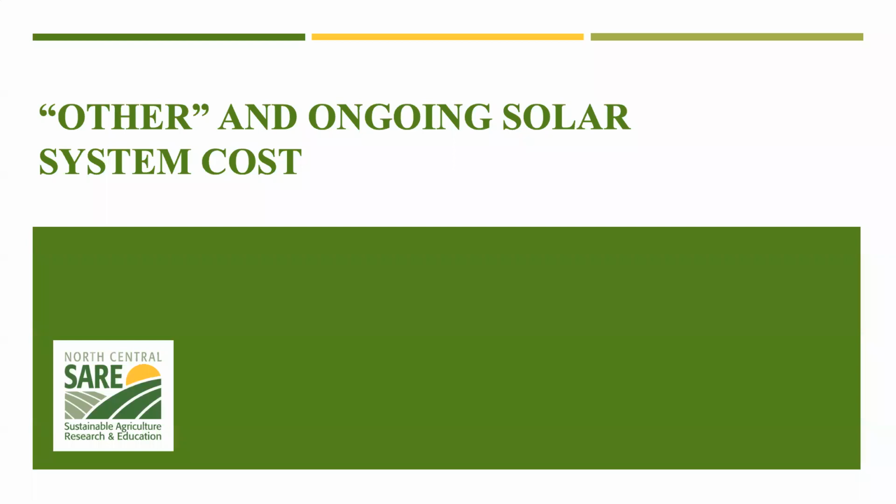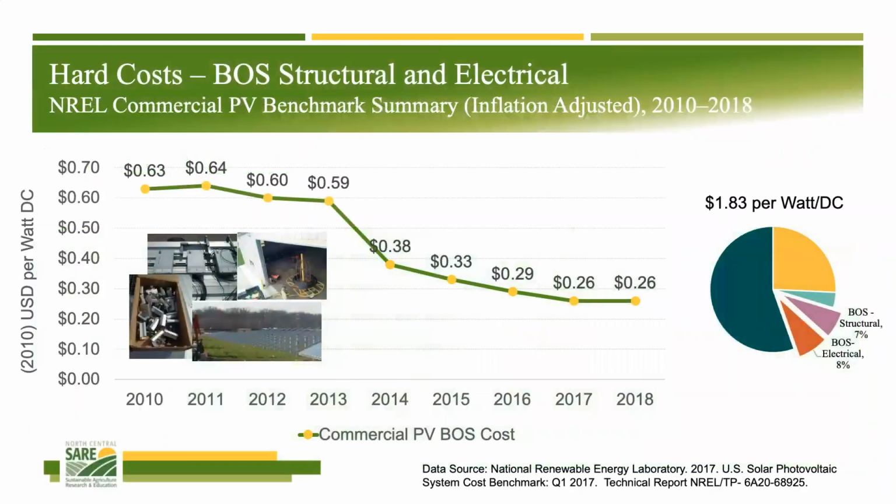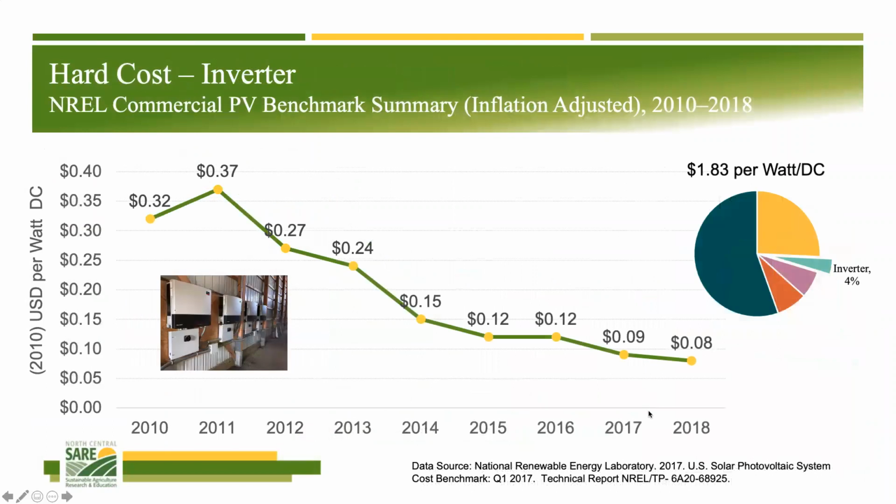So from our inverter slide, where'd that go? In 2018, if you're paying $1.83 per DC watt for a project, only 8 cents of that is allocated towards an inverter. So very small piece of the pie.